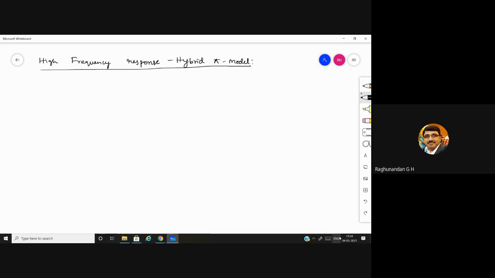So in high frequency response, hybrid pi model, what we are going to do is analyze the given CE configured amplifier by writing the equivalent circuit for that, and we are going to discuss how the circuit is going to respond whenever a high frequency signal is given.